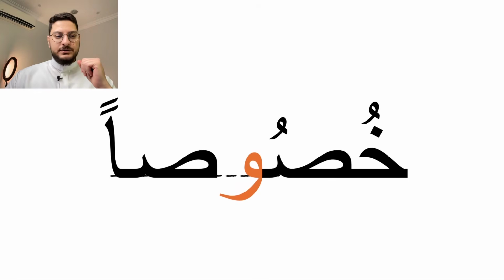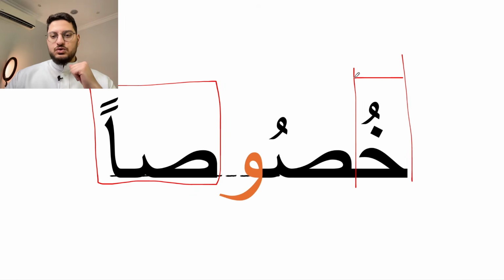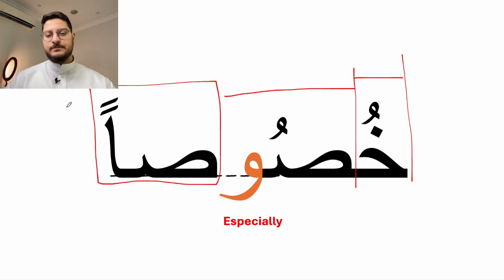Let's look at this one. Again, I see it here at the end. How do I read this block? Sun. Now, let's read the entire word. Khu, su, sun. Khususan. And khususan means especially.